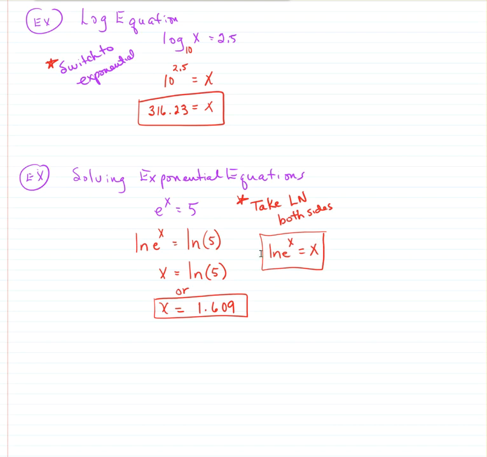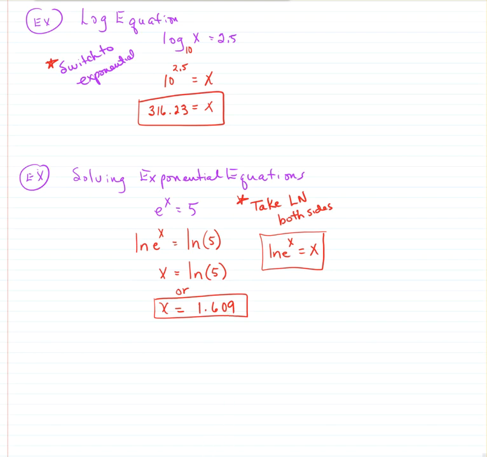Or you can think of it, ln of e to anything is the anything. So since I have this, the ln and the e are gone, and I just have x. So x is ln 5. This is exact, but you could do ln 5 on your calculator.